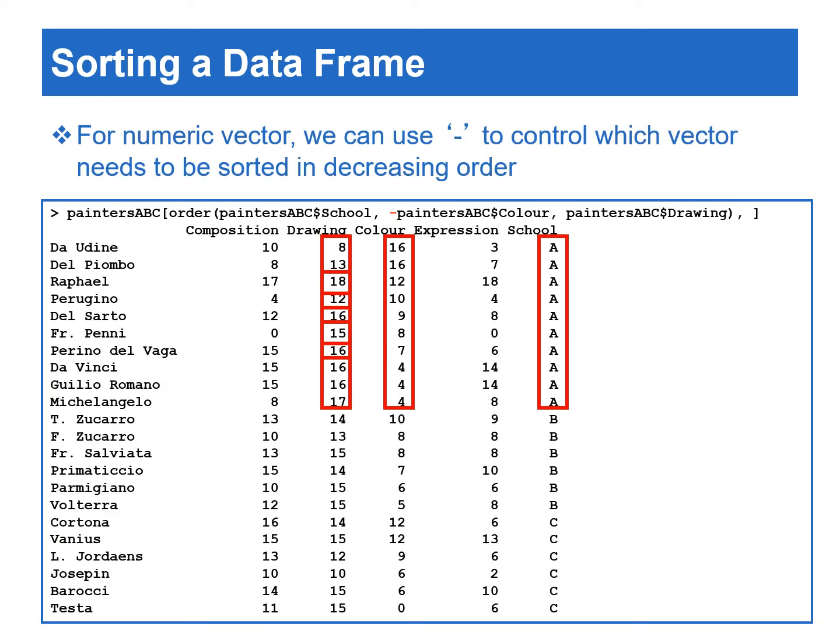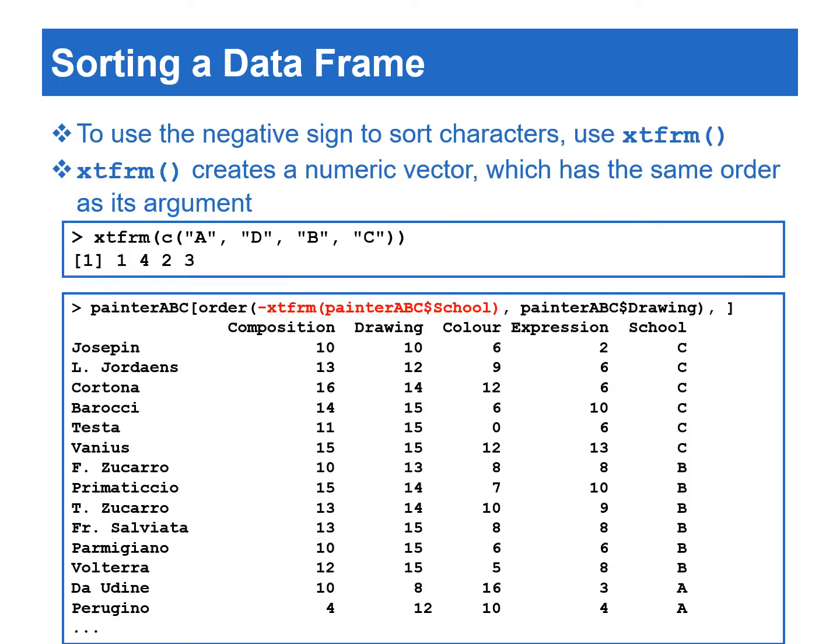When we sort more than one numeric variable, we can use the negative sign to control which variable needs to be sorted in descending order. This example sorts school in ascending order, color in descending order, and drawing in ascending order. To use the negative sign to sort a character variable, we need to use the xtfrm function first. This function creates a numeric vector, which has the same order as its argument. This example sorts the school variable in descending order, and drawing in ascending order.